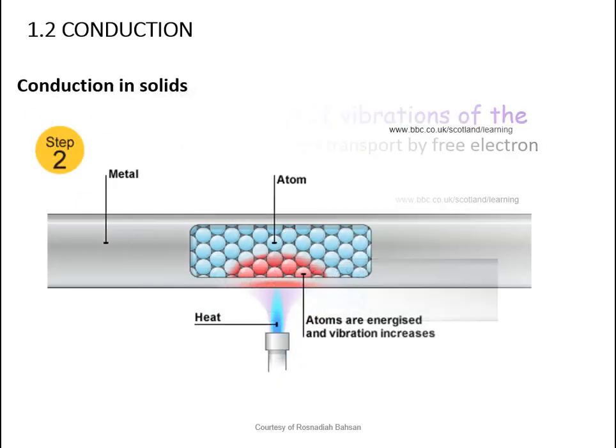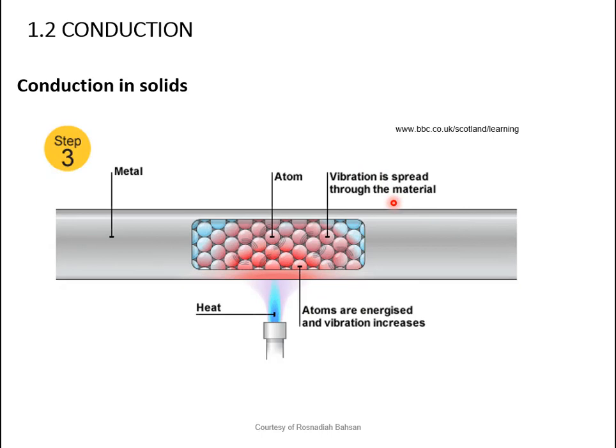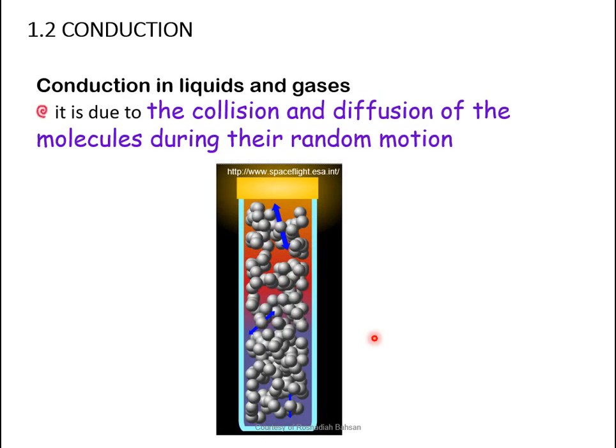Temperature will be transferred from the more energetic to the adjacent less energetic particle. Atoms are energized and vibration increases. There will be vibration, and then what happens? Vibration is spread through the material. Atoms are energized and vibration increases. So this is how conduction happens.